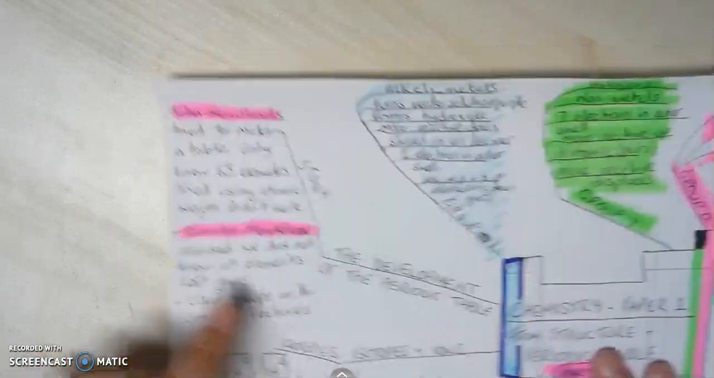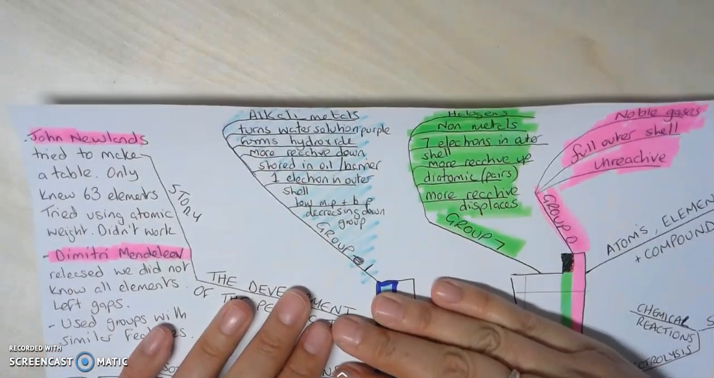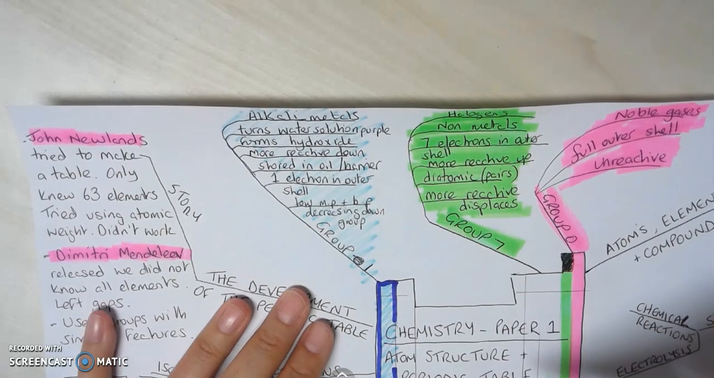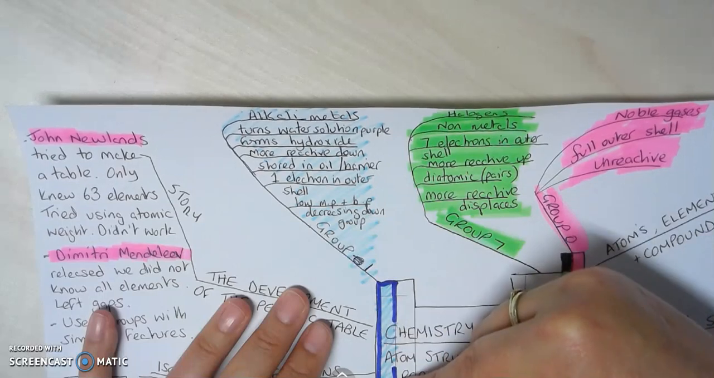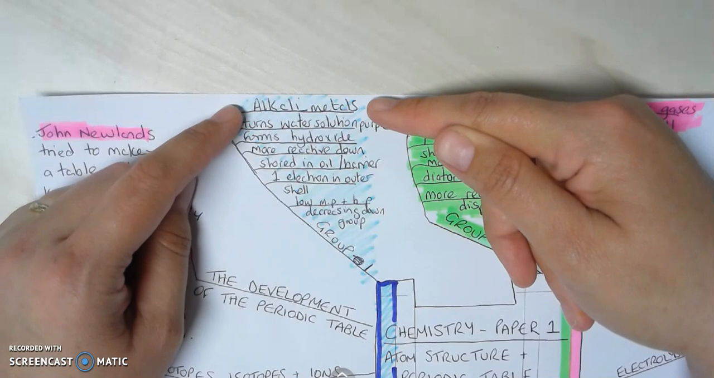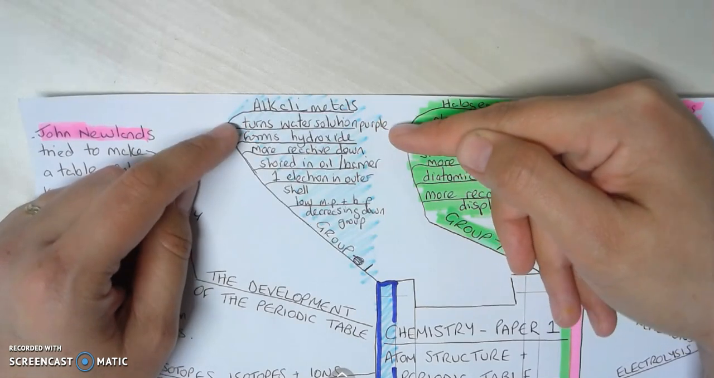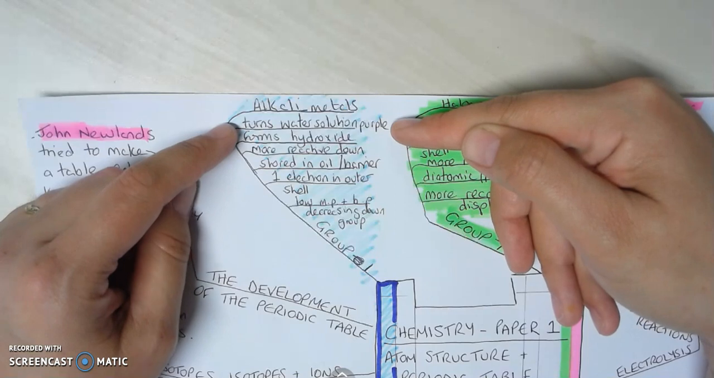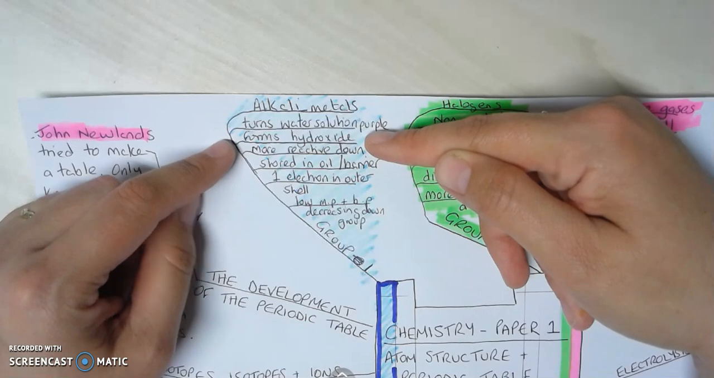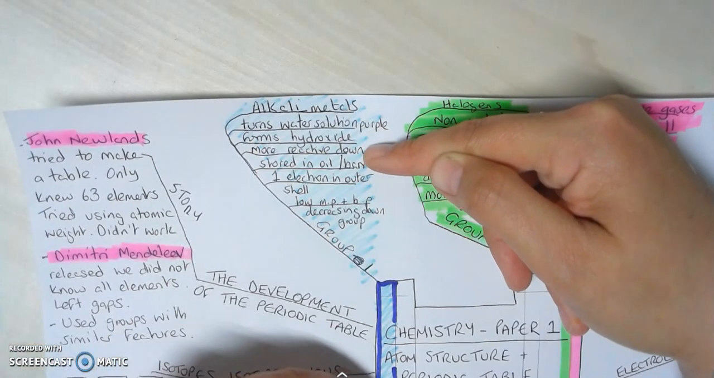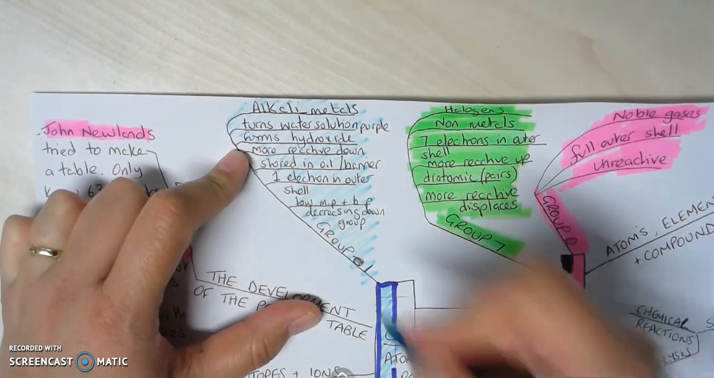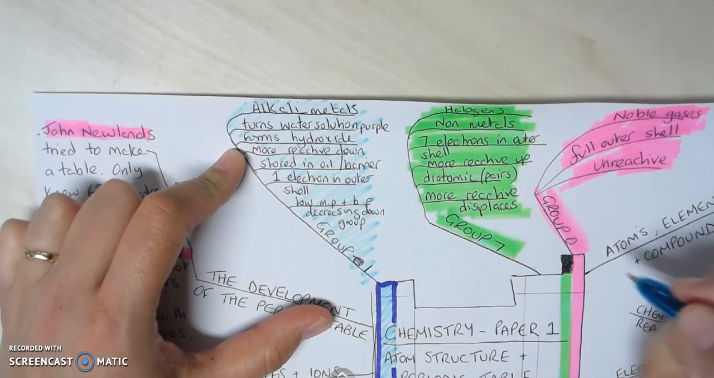The last part of this video is looking at the different groups: group 1, group 7 and group 0. So you need to make sure you know about the properties. First of all, group 1 are alkali metals. If I put that metal into water, it will turn the water purple with pH indicator because it's made it alkali. It forms a hydroxide with the water. It is more reactive the further down you go on the periodic table.